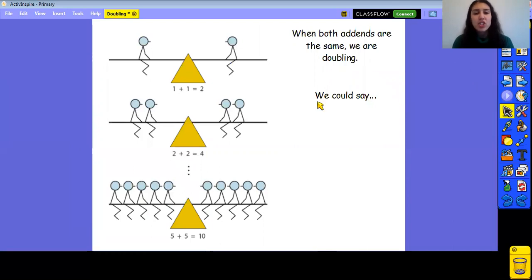So when we do an addition and both addends are the same, we call that doubling. Doubling. Fantastic. So when we have 1 and 1, both of my addends are the same. So we could say double 1 is 2. What could we say for this one? We could say double 2 is 4. And what would we say about this one? Double 5 is 10. Fantastic.